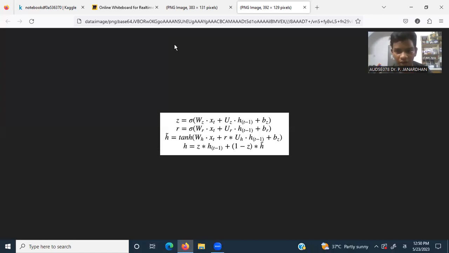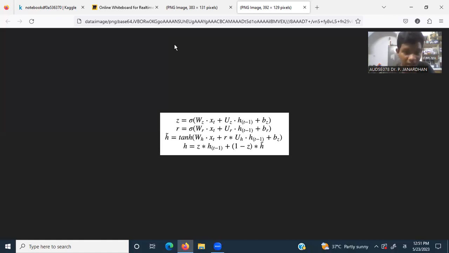If R is a really small number, then this term is going to be very small. And if R is a very large number, this term will be given the highest amount of importance. As you can observe here, this R is going to control how much importance we should give to the previous hidden state. How important is the previous hidden state? And then we also have Z here, and in the next equation we are going to use Z.